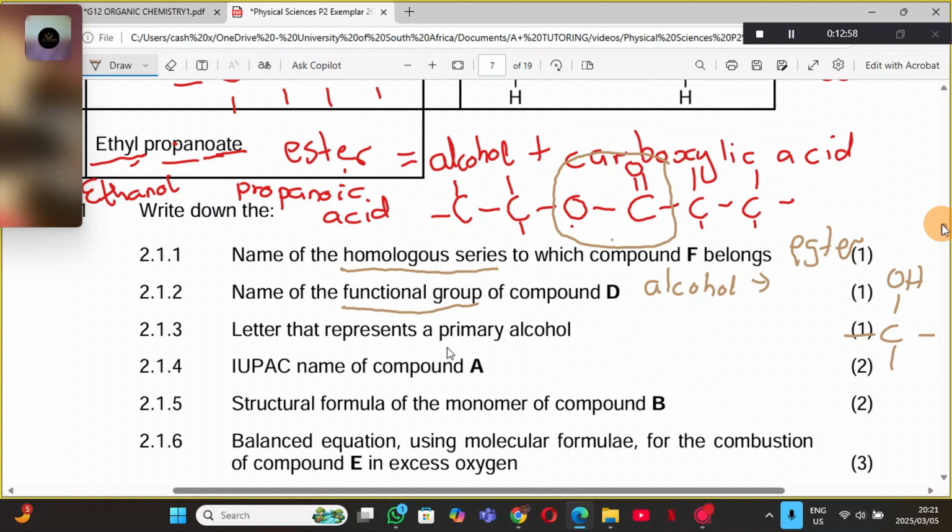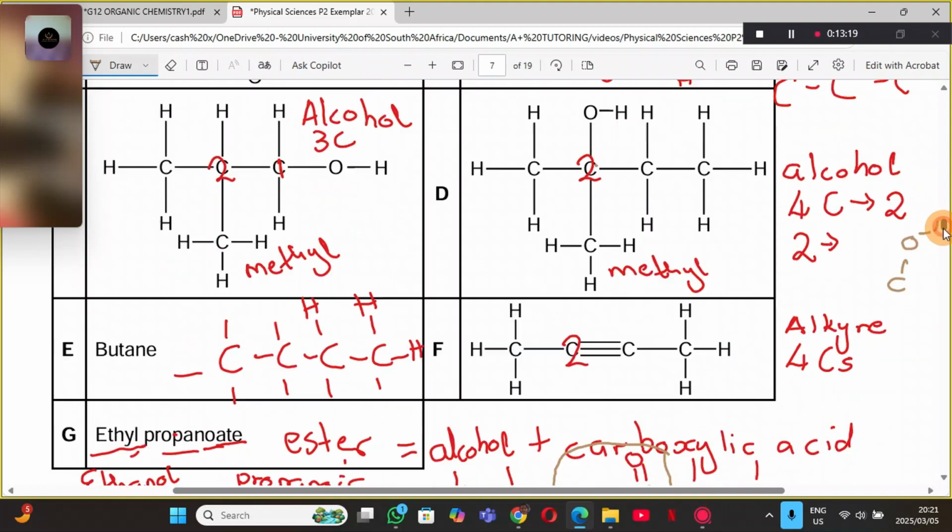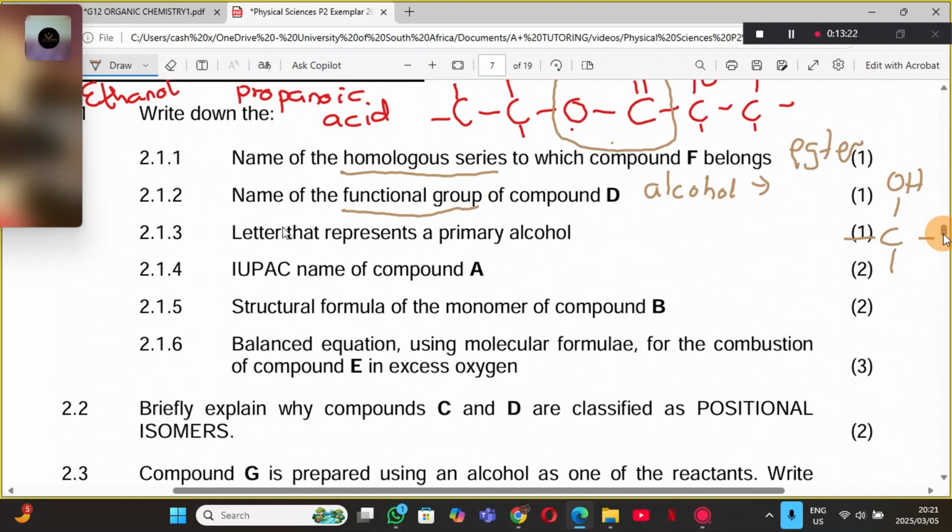Later that represents a primary alcohol. Which one is our primary alcohol? How many alcohols do we have in the list? We have 1. How many alcohols? 1. Are you sure? No, I said in the list. Remember the next question is question 2.1.3, later that represents a primary alcohol.